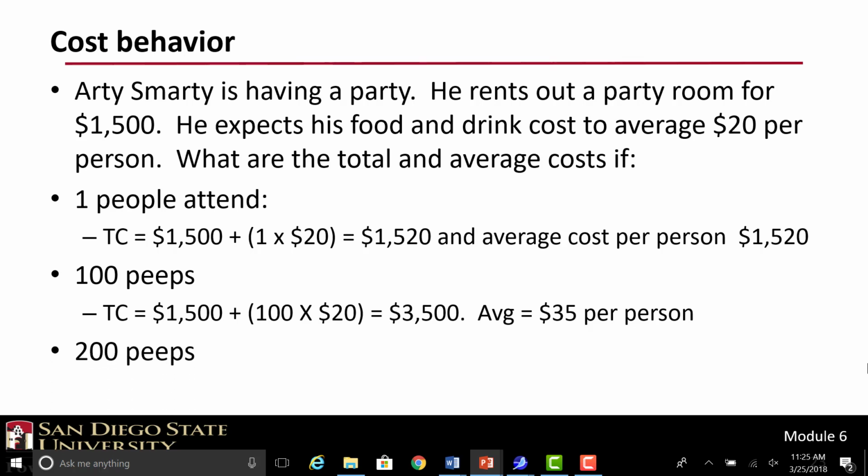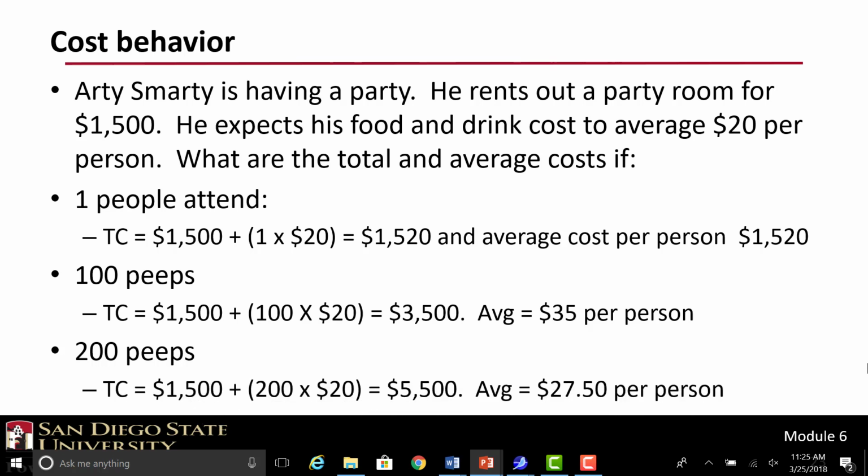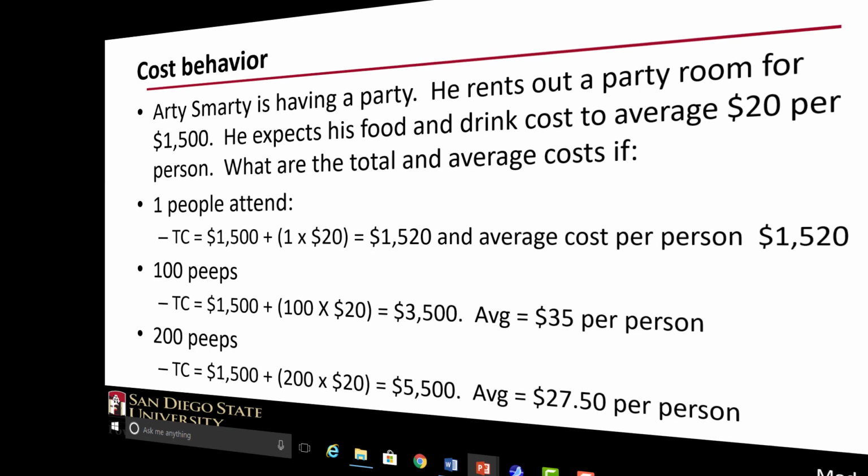At 200 persons coming to Artie's party, the $1,500 remains fixed, but now his variable cost is 200 times $20 a person. So his total cost is up to $5,500. But you can see his average cost continues to drop and is down to $27.50 per person, which is just the $5,500 divided by 200 people.